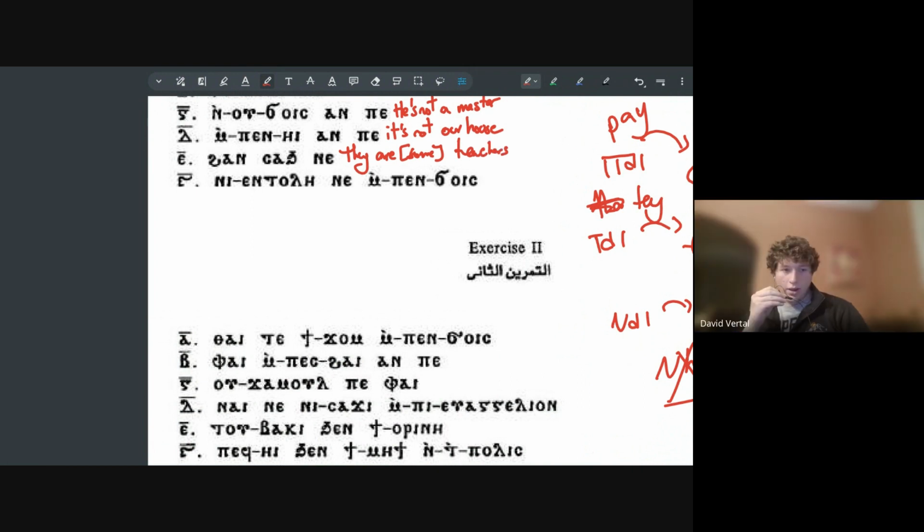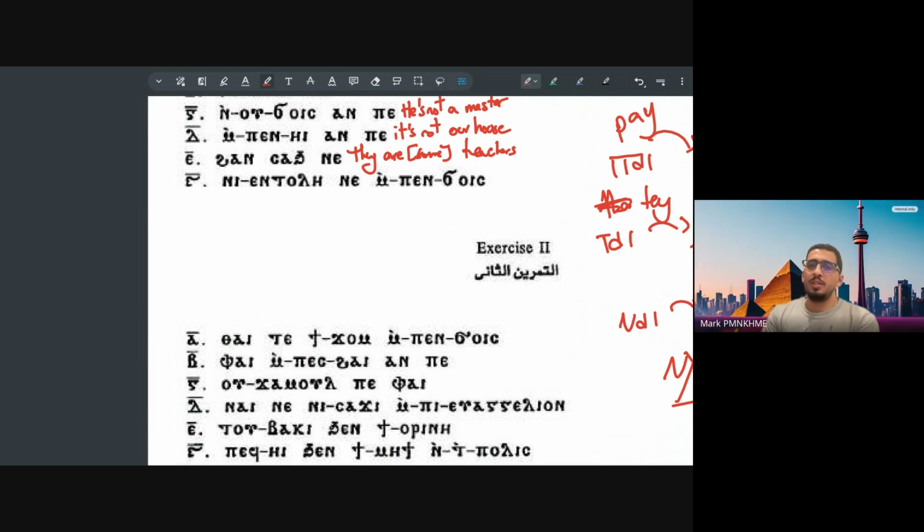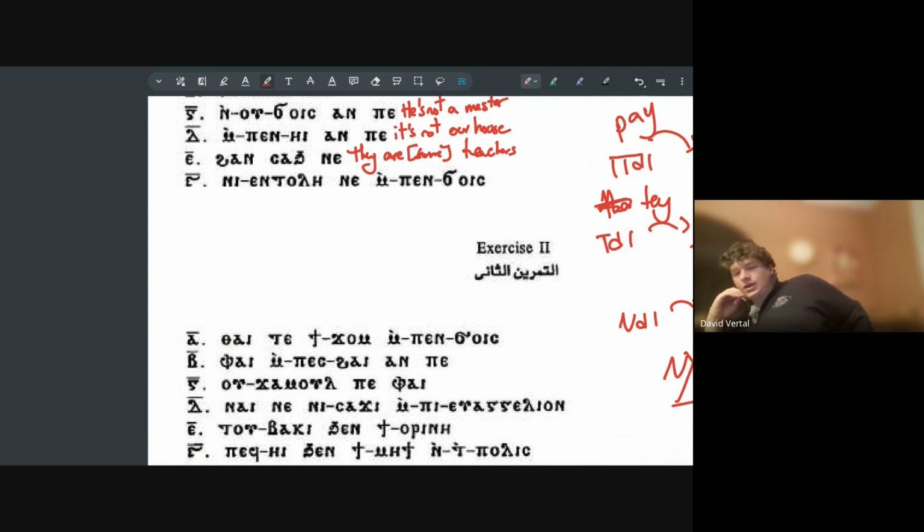Ni entole ne empenchois. Let's look it up. Ni entole. Where is it? I have it somewhere. Can you help me out with entole? Tole is commandments or commands. Commandments. They are the commandments of our Lord.